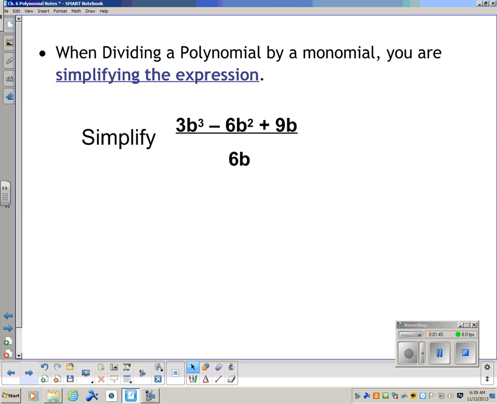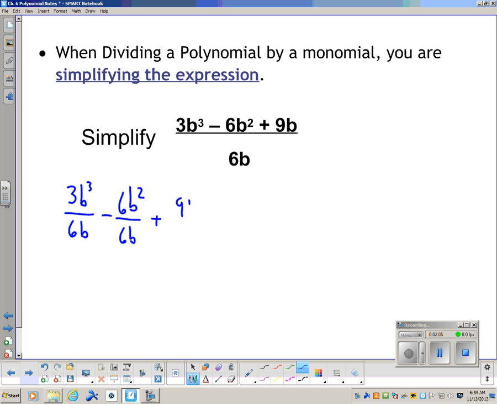So coming over here, we've got to simplify this one. I can take 3b to the third and divide by the monomial down there, minus 6b squared divided by the monomial, plus 9b divided by the monomial. This works because it's adding and subtracting up there, and it's dividing just by that single monomial. You can go ahead and divide each term.